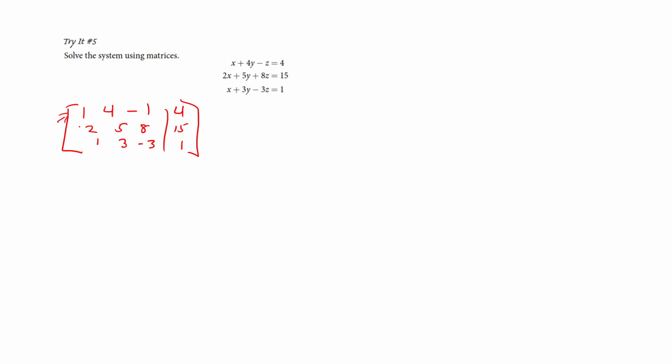But I've got my 1 here, so then the first step would be -2 times row 1 plus row 2. That would get rid of the 2 there, and then I could do -1 times row 1 plus row 3. So same process there.